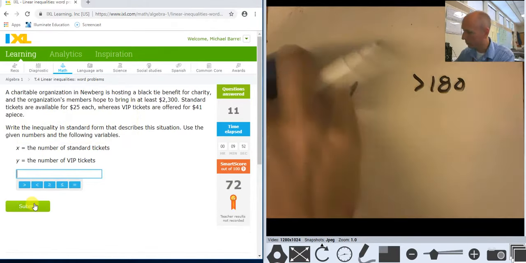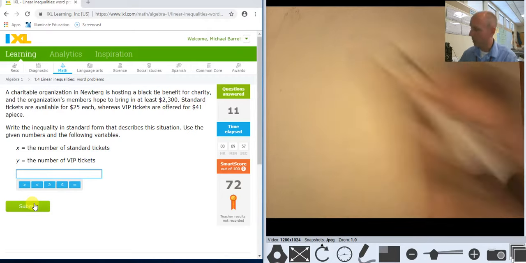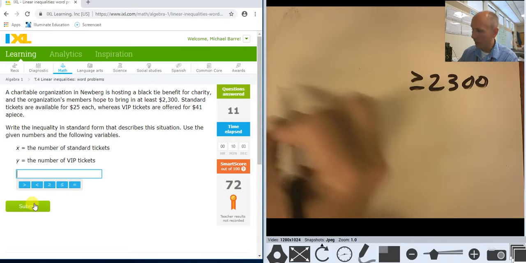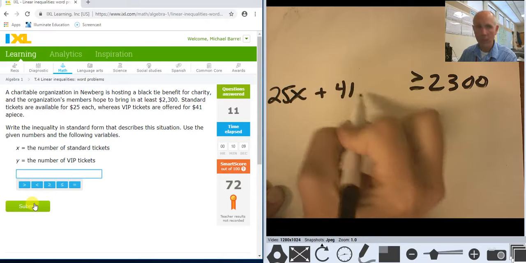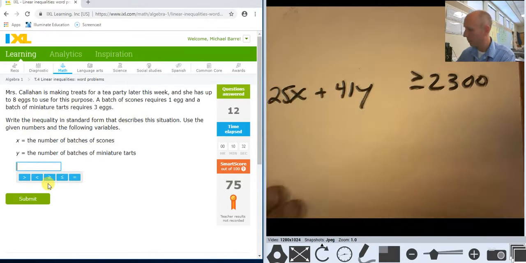Hey, I got a ribbon. They want to bring in at least $2,300, and it's $25 each for standard tickets, plus $41 each for VIP tickets. So 25x plus 41y is greater than or equal to 2,300. I'm going to try to get to 80.